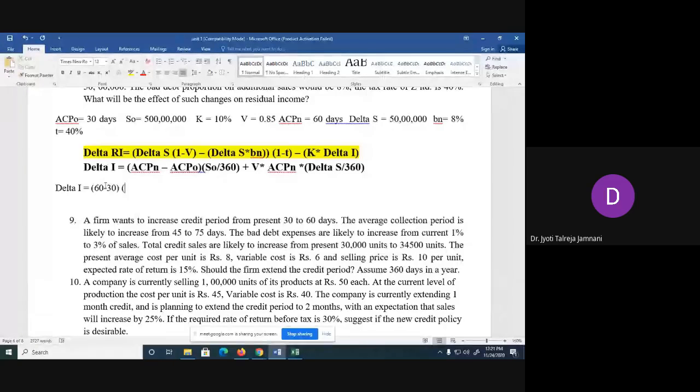So S naught is 500 lakhs divided by 360, plus the variable cost proportion, which is given as 0.85, into the average collection period new, which is 60 days, into delta S, that is the increased sales, which is 50 lakhs, divided by 360.